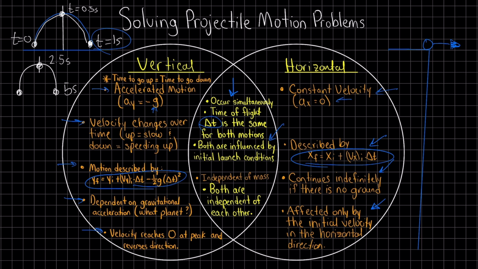Both the horizontal and vertical motions are influenced by the initial launch conditions. As an example, if I change the angle, say from here to maybe this one, let's say 2 theta. If I double the angle, that's going to affect my horizontal and my vertical initial velocities. I can also affect it by increasing the magnitude of the velocity or decreasing the magnitude of the velocity. Next, my correction, both motions are independent of the mass of the object. And lastly, both motions are completely independent of one another.